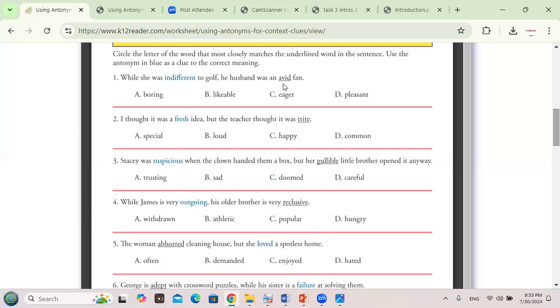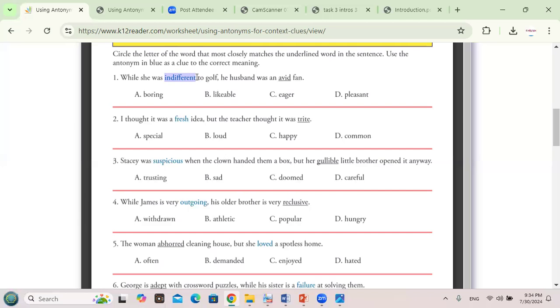So here we have the word indifferent, and we have the word avid. Just to help you figure it out, what does indifferent mean? I think it means neutral. Neutral means to be impartial, not to take sides, to be objective. So neutral is like being in between.